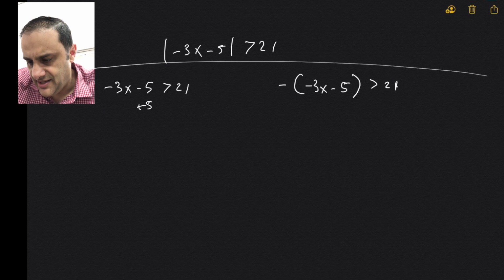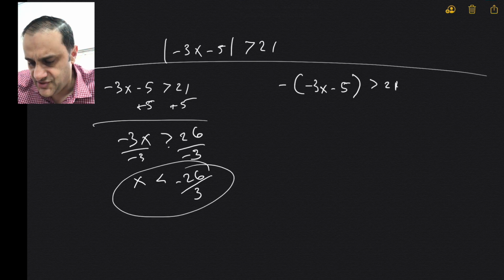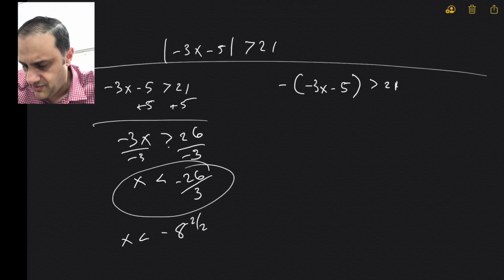So let's start with this one here, plus 5. So we get -3x is greater than 26. Now I'm going to divide each side by -3. We flip that inequality. We have x is less than -26 thirds. All right, that's the answer. Sometimes it might be negative 8 and 2/3. X is less than negative 8 and 2/3.